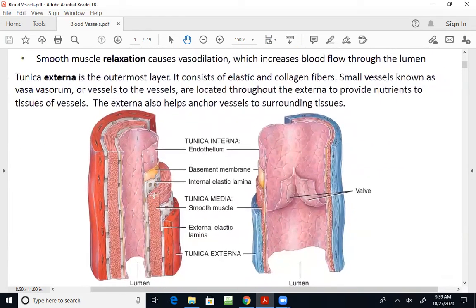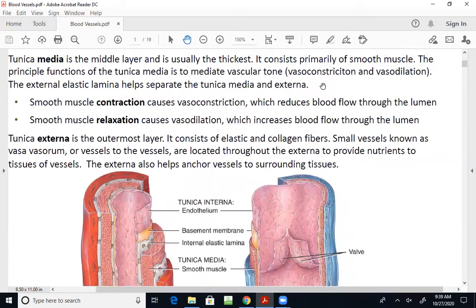Vasoconstriction occurs when those muscles contract, and that kinks the hose up like a garden hose, if you think of it that way, decreasing the size of the lumen, which reduces blood flow through it. Whereas relaxing that muscle opens up the lumen, that's what vasodilation is, and therefore blood flow increases through that lumen.